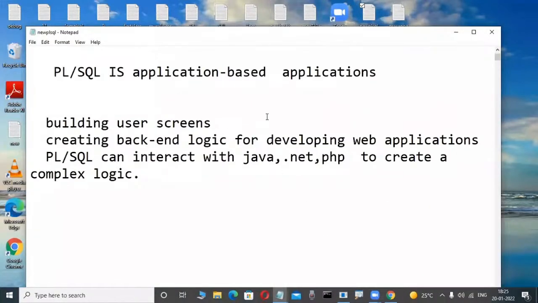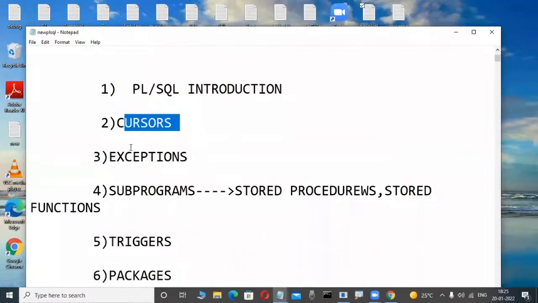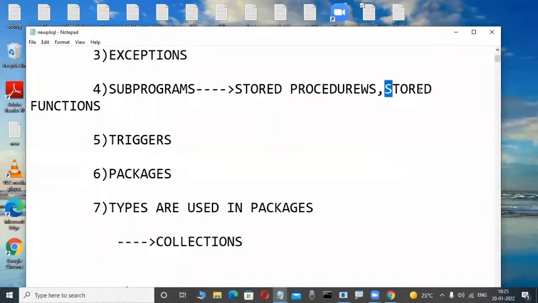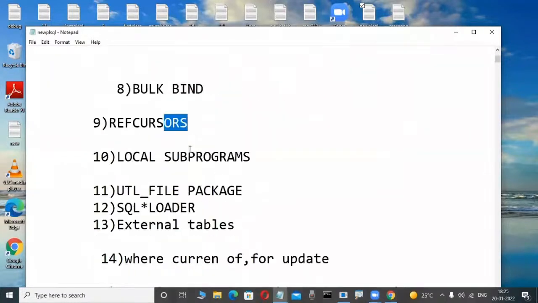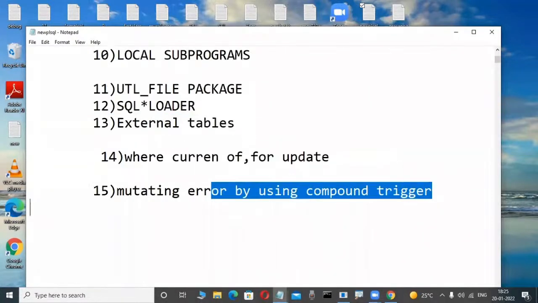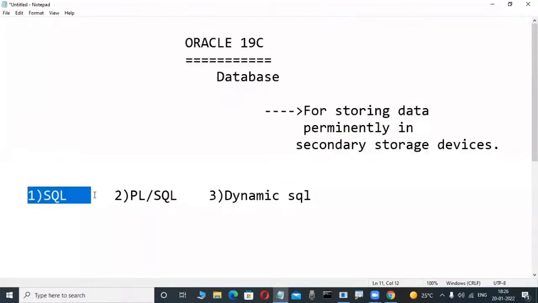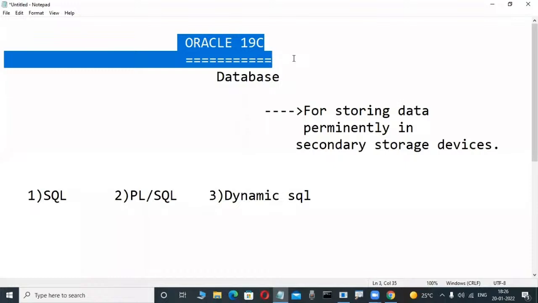PLSQL means this type of little bit of coding you are writing. In PLSQL there are cursors, exceptions, stored procedures, stored functions, triggers, packages, types, collections, bulk bind, ref cursors, local subprograms, UTL file packages, SQL loader, external tables, so many things like this. There is so much syllabus. Don't worry. That's why we first learn the SQL language. After that, once you have some knowledge, then you learn PLSQL. Through these two languages, we are operating this Oracle software.